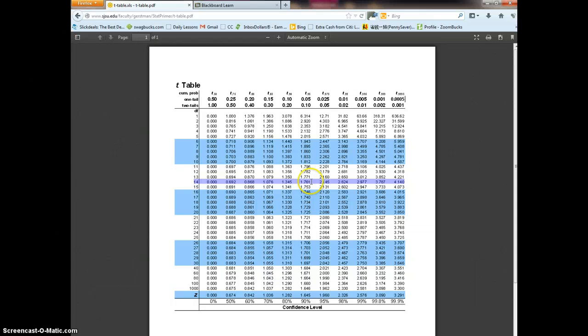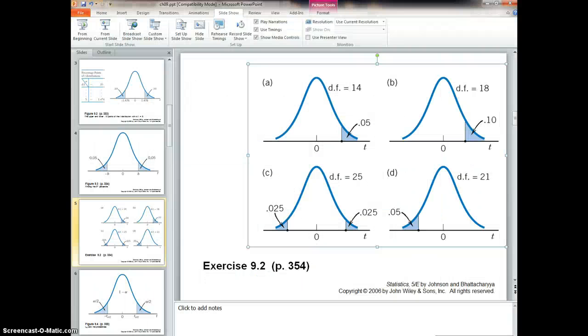Okay, so we found the answer. It's this one here, 1.761, corresponding to degree of freedom 14, and the area under the curve equal to 0.05, or you can say alpha equals 0.05. Okay, so that's how we found 1.761 for this point right here.